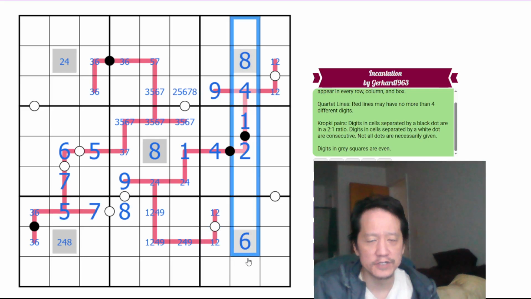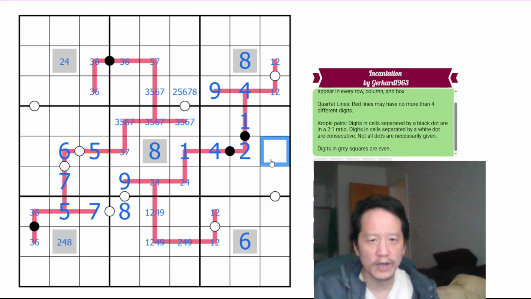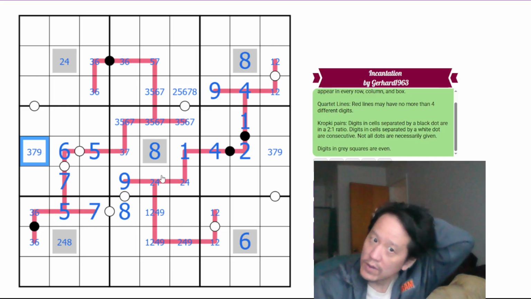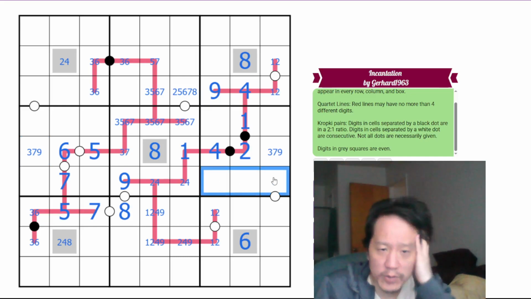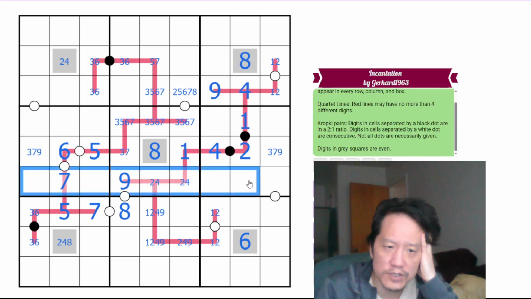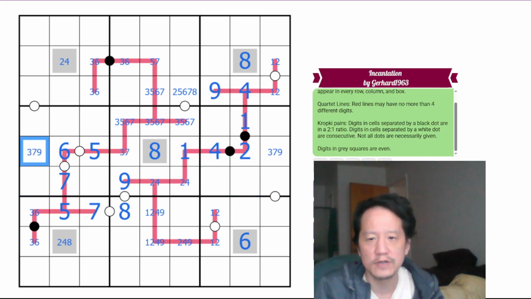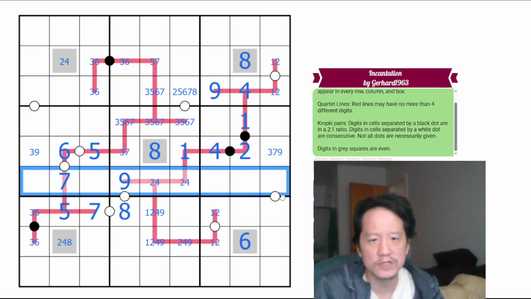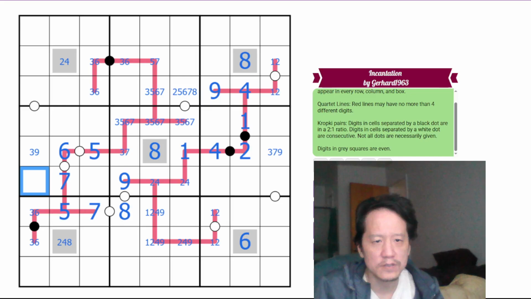What are the remaining digits in column 8? Actually, let's do row 5 first. This has to be 3, 7, or 9. This is 3, 7, or 9. How about row 6. Actually, this can't be 7 here. Row 6 has to be 1, 3, 5, 6, 8. So 1, 3, no 5, 6. So it's 1, 3, 8.